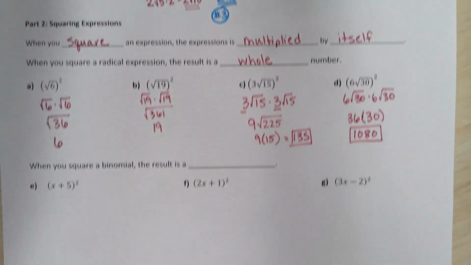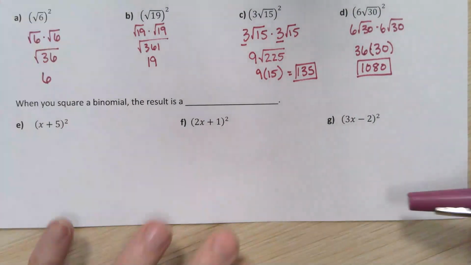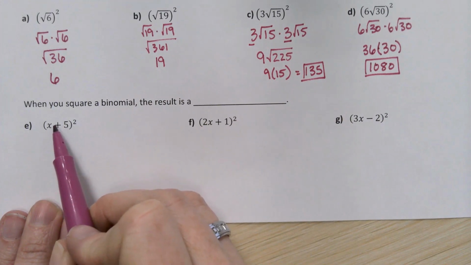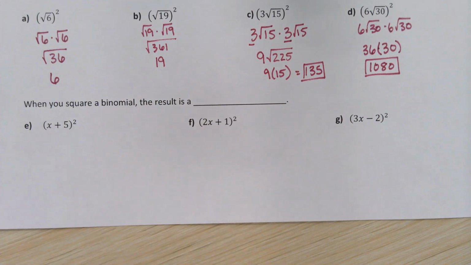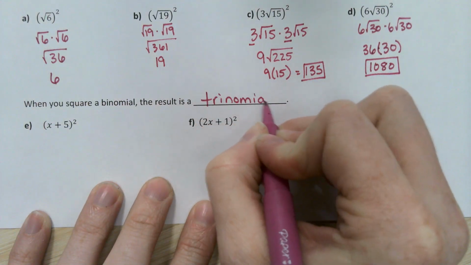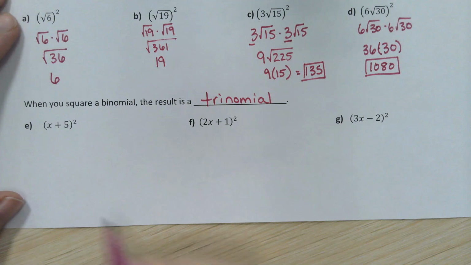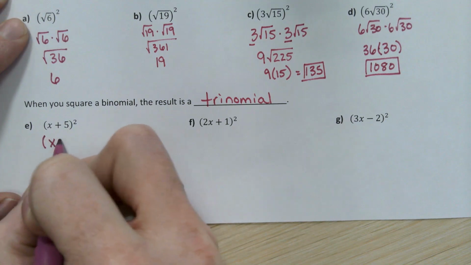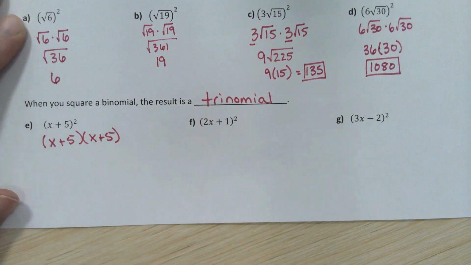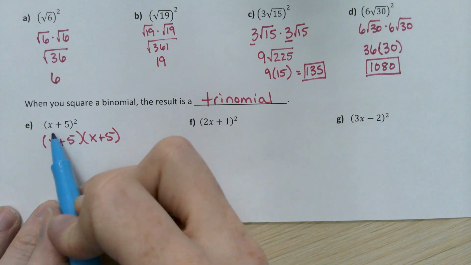One last squaring task for today. We're squaring binomials here. Binomials are expressions that have two terms connected with addition or subtraction. When we square a binomial, the result is going to be a trinomial, a three-part expression. We're going to go back to that definition of squaring being multiplication by itself. So we're going to write x plus 5 times x plus 5.